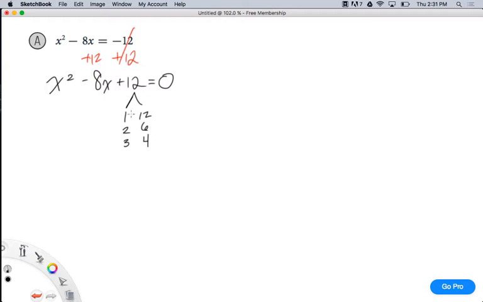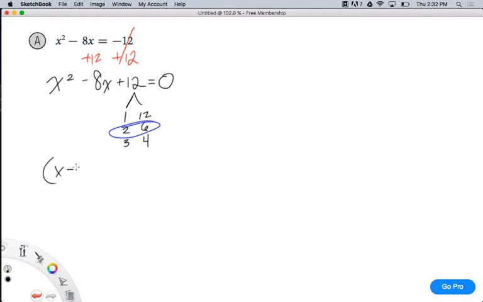All right, so 1, 2, 3, which numbers combine to make -8? First off, this is positive, so the signs are the same. So I'm looking for what combines to make 8. Well, it's clearly 2 and 6. And this is negative, so they're both, class, let's focus. This is positive, so we know they're the same sign, right? This is negative, so they're both negative.